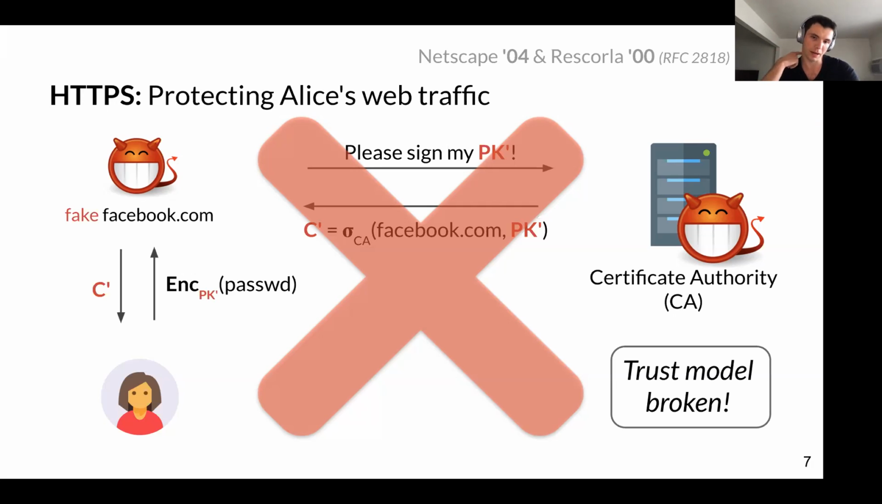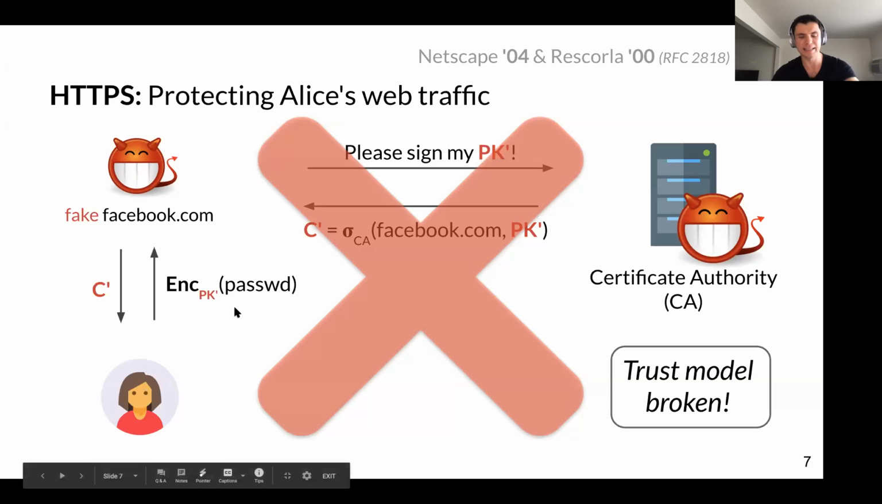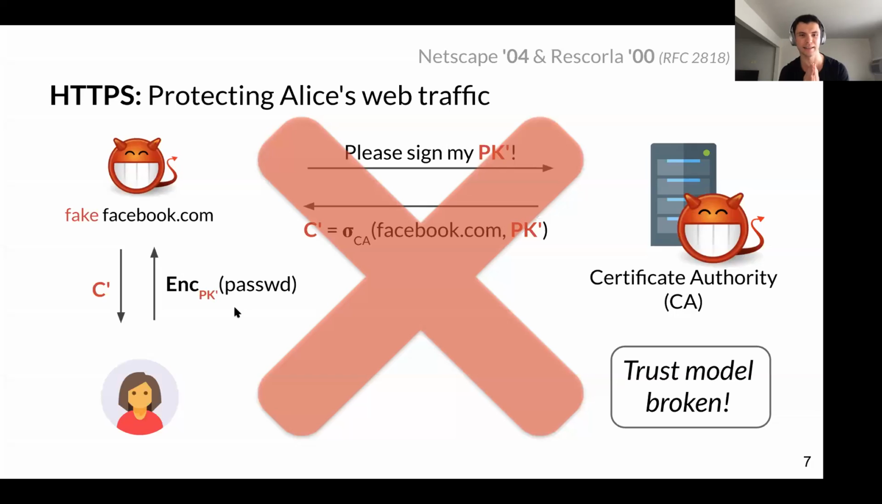And really the problem here is that the trust model was broken. In the HTTPS trust model, the assumption is that the CA is always honest and never compromised, but that's clearly not the case. There have been a lot of CA breaks in the past. The other problem is that if an attacker pulls off this attack, he can do so surreptitiously, so it's very hard to detect. The attacker can just individually target Alice, pull off the attack, and then the real Facebook.com will never find out they were impersonated by the attacker.